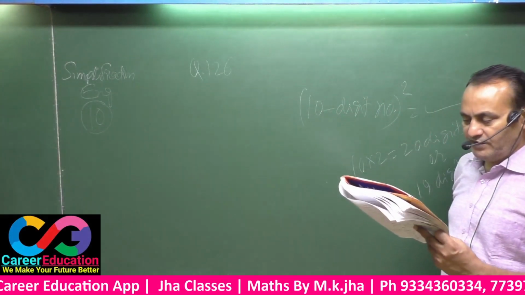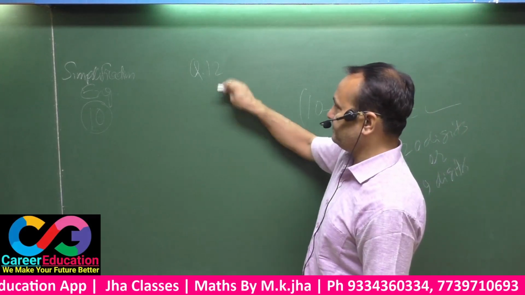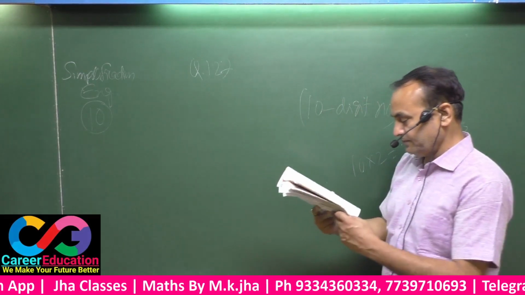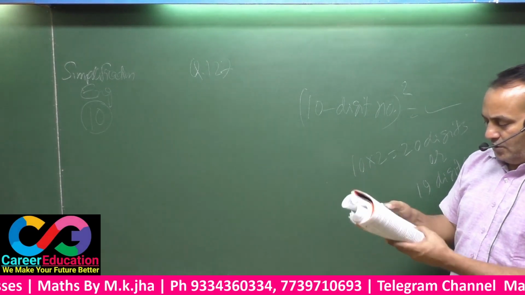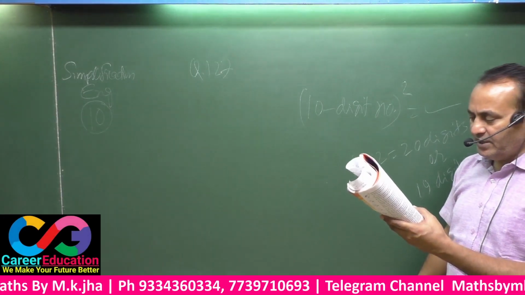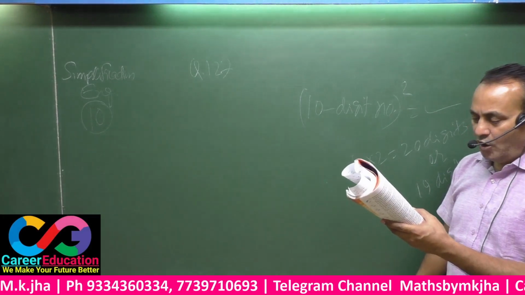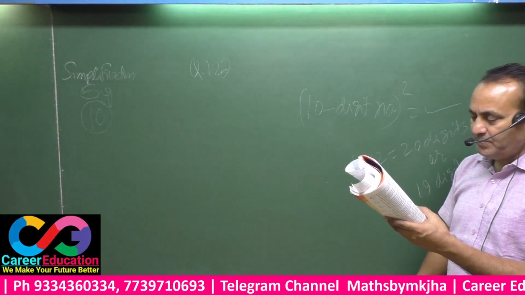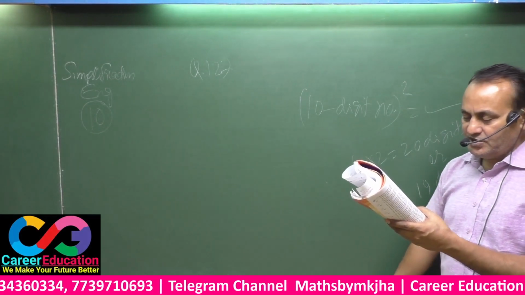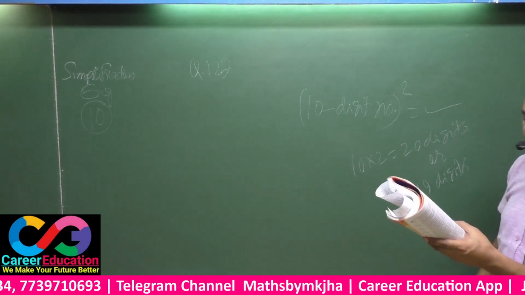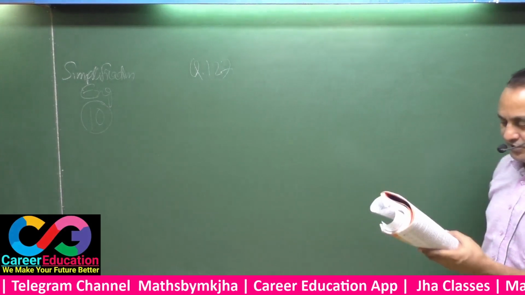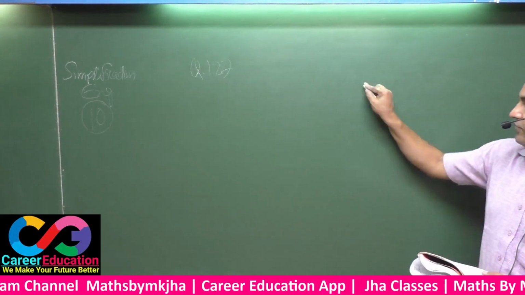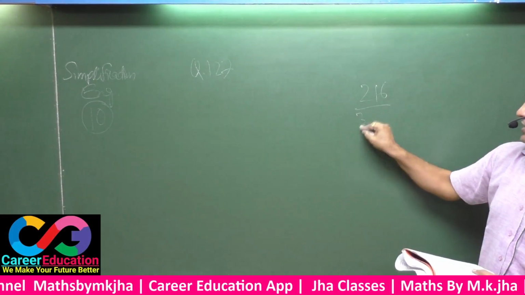Now the next question will be 127. See. When any fraction is multiplied by the same fraction and the obtained result is divided by the reciprocal of the same fraction, then the result is 216 by 343. Find out the fraction.